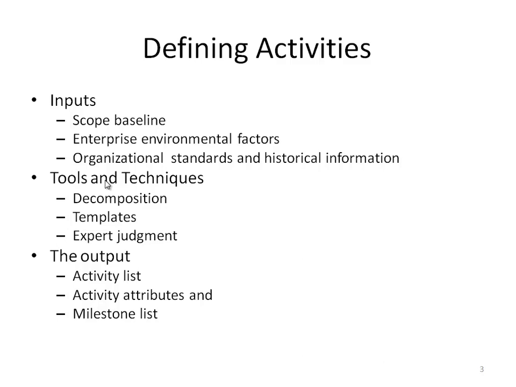To define activities, we need to look at the scope baseline to identify project deliverables, constraints, and assumptions. In addition, we need to understand the enterprise environmental factors that might influence the definition of the activity, and the organization's standards and historical information which will help in the decomposition of the activities that will be needed to achieve project goals and objectives. We can also use expert judgment to define certain activities that's not mentioned in the historical data.